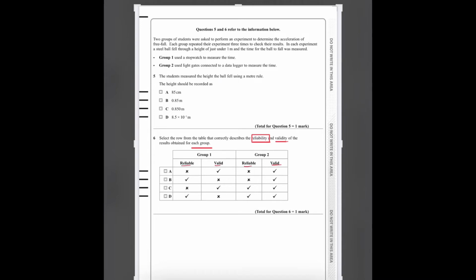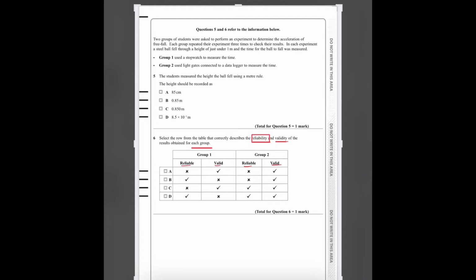So group 1 uses a stopwatch to measure the time. He starts the stopwatch when the object passes through, and after a while he stops the stopwatch by himself. And group 2 uses light gates connected to a data logger to measure the time. So the light gates are basically automatic.